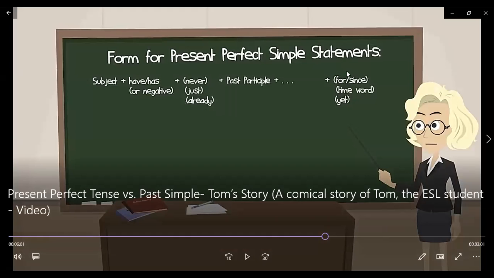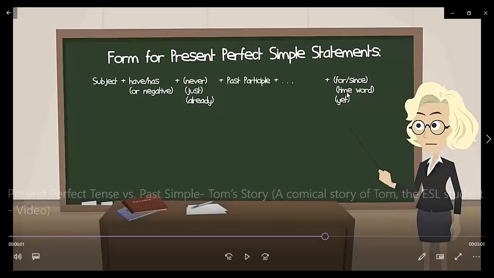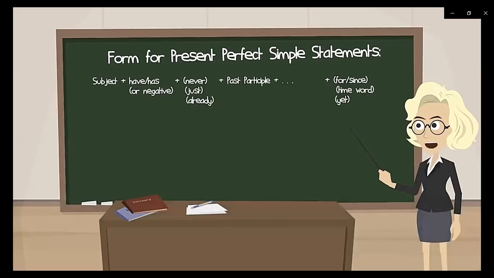And at the end of the sentence, you can use for or since. You can use a time word. In this case, time words are time expressions. For example, you can say up to now. You can say this morning. You can say for 2 years, or since and a specific date. And yet, in this case, it's for questions. Let's take a look at some examples.